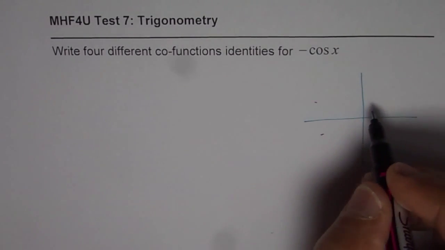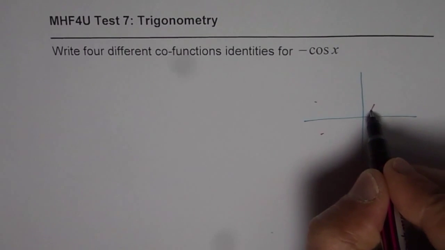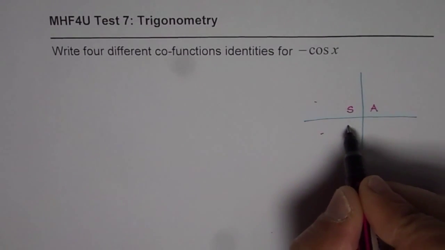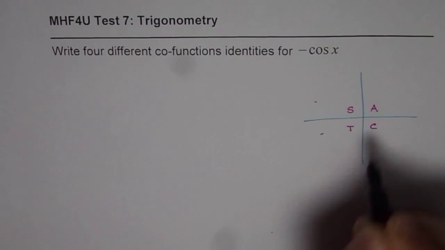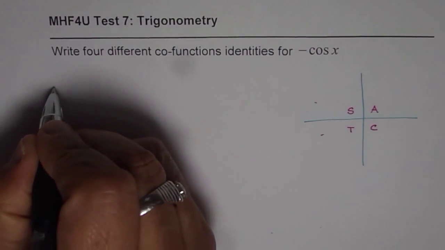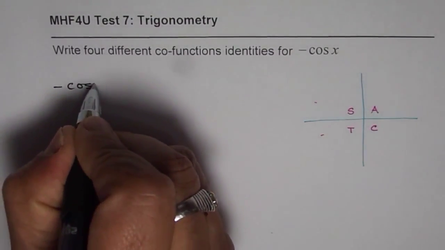So let's first write the CAST rule: all are positive in quadrant 1, sine is positive in quadrant 2, tan in quadrant 3, and cos in quadrant 4. This will actually help us to figure out and get the answer. So we want equivalent expressions for minus cos x, right?